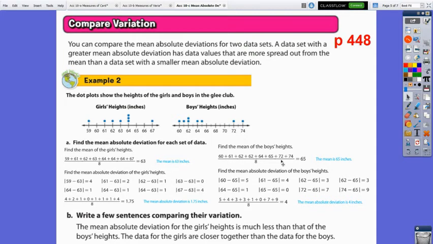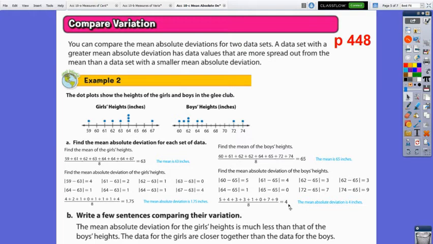On the boys' side, the mean is 65. Your differences are 5, 4, 3, 3, 1, 0, 7, and 9, right? All these subtractions you should be able to do in your head. Add them all together, divide by how many there are. The mean absolute deviation on the boys' heights is 4.